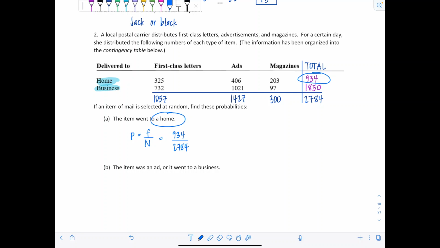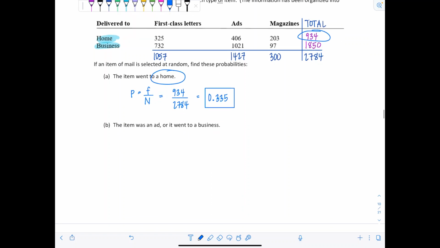Here's a good example. I'm not going to leave this as a fraction because it's not a simple one where I can look at it and say, oh, that's about half or less than half. It's just weird, ugly numbers. So give it as a decimal, punch it in your calculator. Let's round to 3 decimal places, 0.335. Then it actually means something to me. I can look at it and say, oh, it's about 1/3 of the mail delivered went to a home, you know? Okay, next one, the item was an ad or it went to a business.